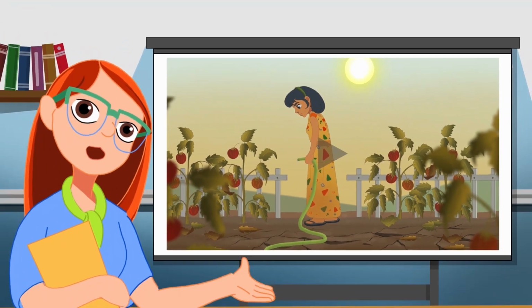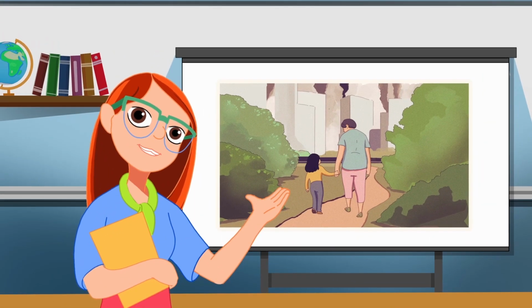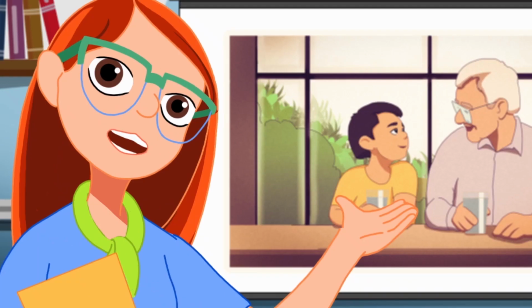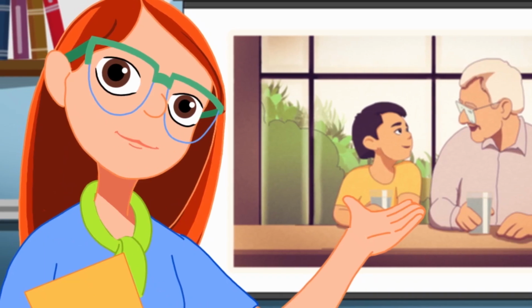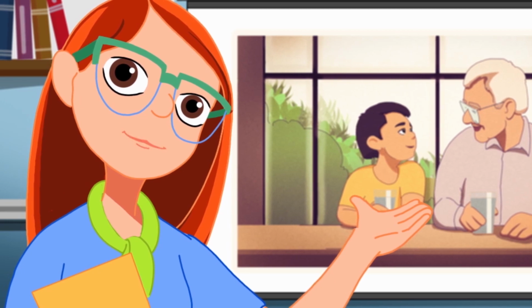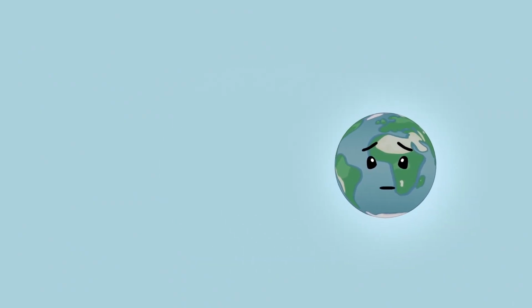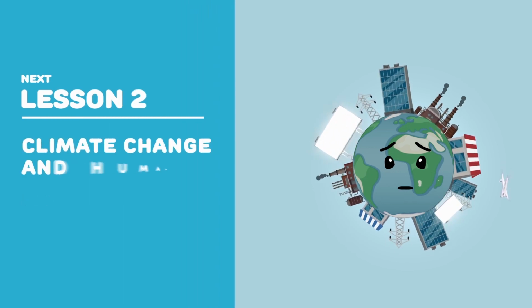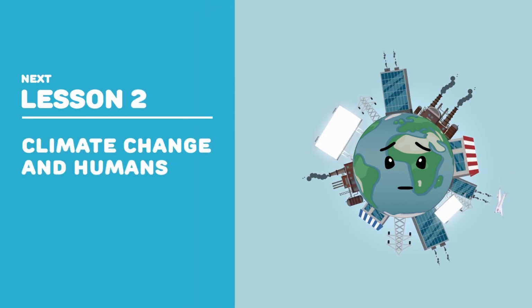Why don't you talk to your parents and grandparents and see if they have noticed the monsoon seasons changing in their lifetimes? In the next lessons, we will learn how climate change is caused by humans, how it affects the environment, and what we can do to limit its damages.